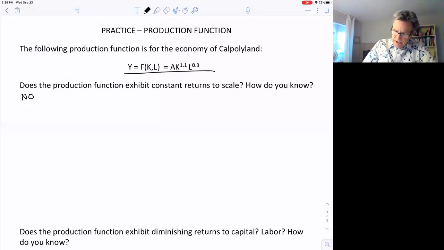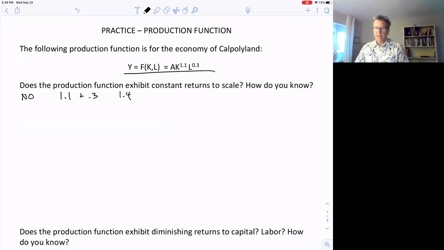And the answer here, no, it doesn't. And you know that because the exponents do not add up to 1. We've got 1.1 and 0.3, which is 1.4. So it's not constant returns to scale. It'll actually be increasing returns to scale. Double all the inputs and we'll have more than double the output.